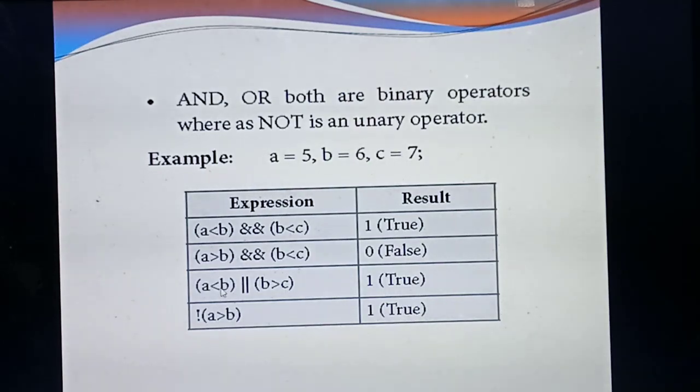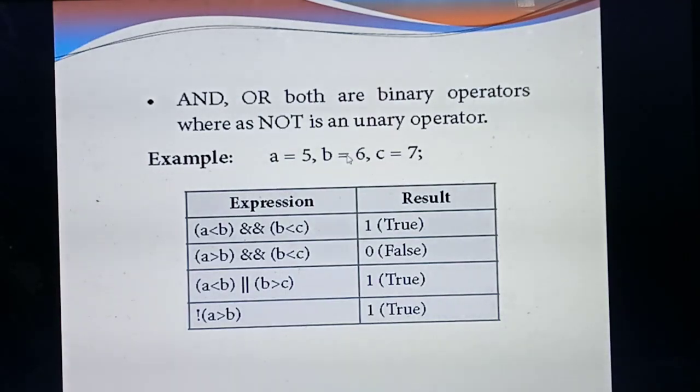Next, listen. A less than B. So 5 less than 6, it is true. Then B less than C, 6 less than 7. Both the conditions are true. So what's the answer? OR operator means if any one condition is true, you will get the answer true. Isn't it?